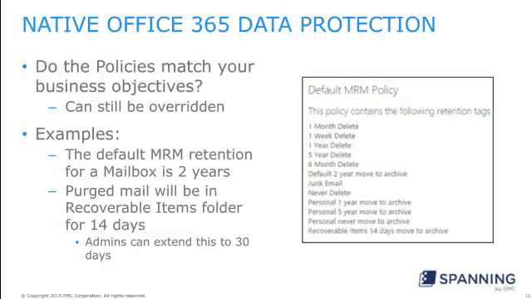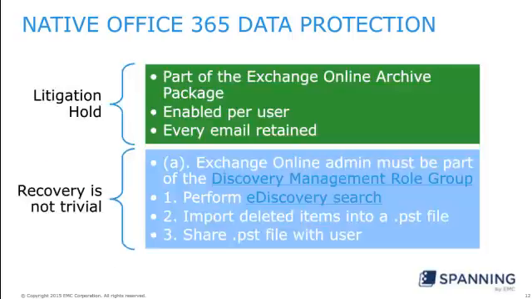So I think the other thing we talked about, as far as native data protection for Office 365, in particular Exchange, is litigation hold. It's part of the Exchange Online Archive package per user, so you have to enable it per user. And with litigation hold, every email is retained. But this goes back to what we talked about with backing email up being in two different stages. It's either you're backing it up to recover it back into the production environment, or it's archived. Because this is part of the archive package, I'm assuming, it's not as easy to recover a single item as people think.